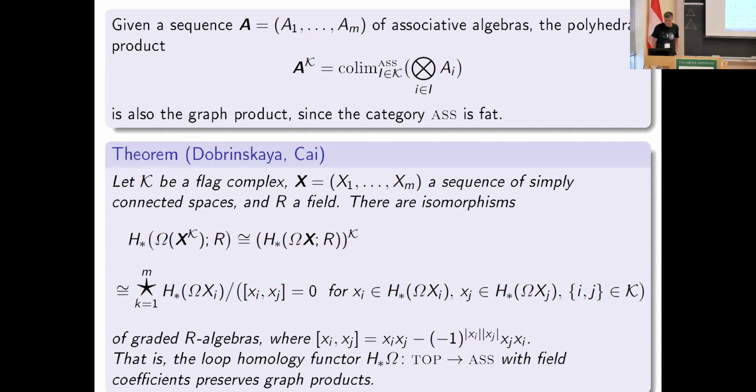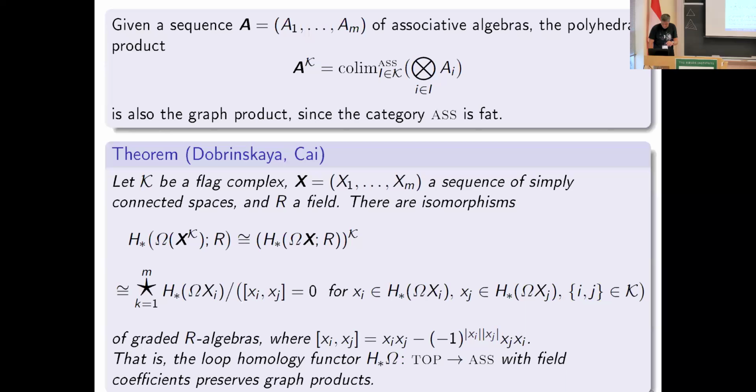So if you start with a flag complex and a sequence of simply connected spaces, and you work over a field, then the loop homology of the polyhedral product is a polyhedral or graph product of loop homologies. You can write it explicitly like this: take the free product of those non-commutative associative algebras and mod out these commutativity relations. So again, this can be restated by saying that the loop homology functor preserves graph products.